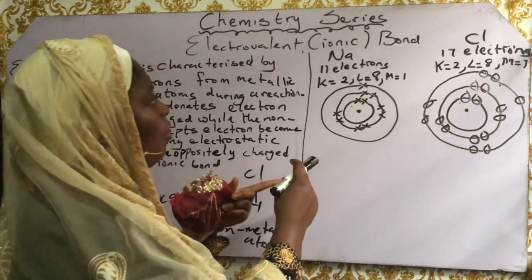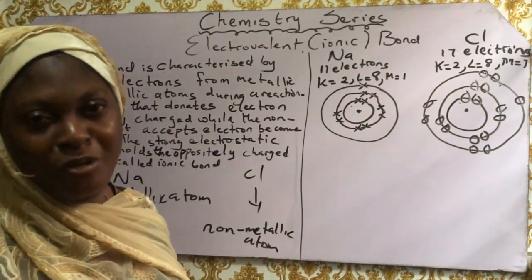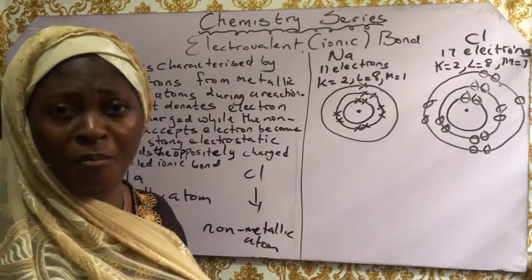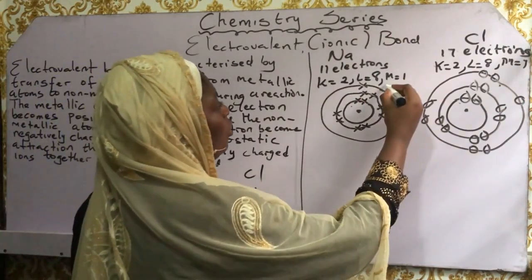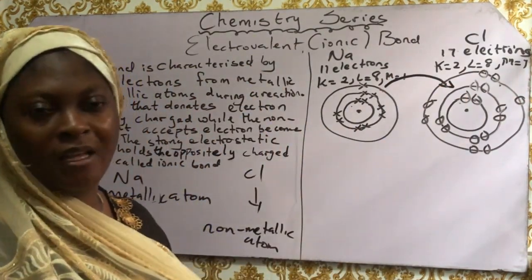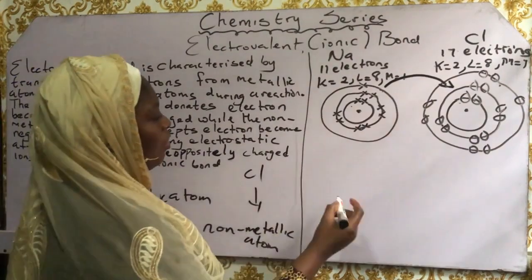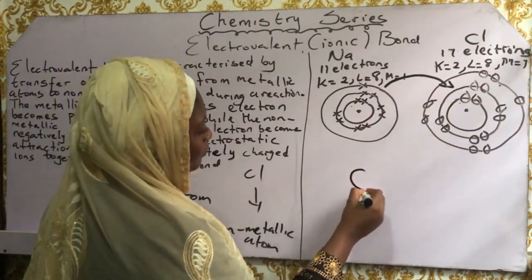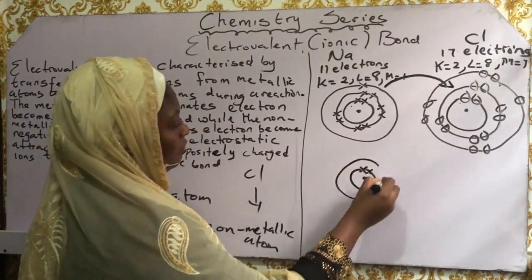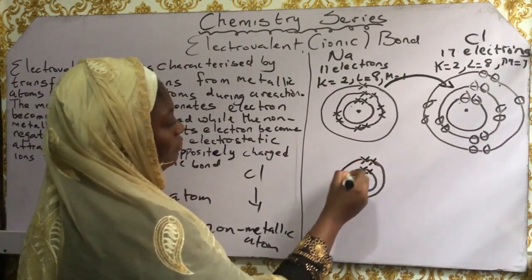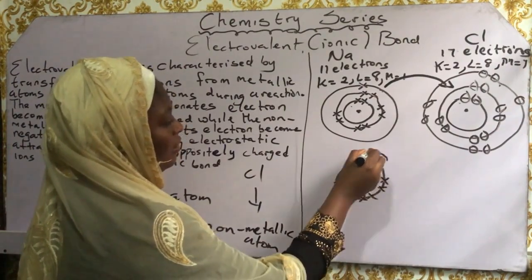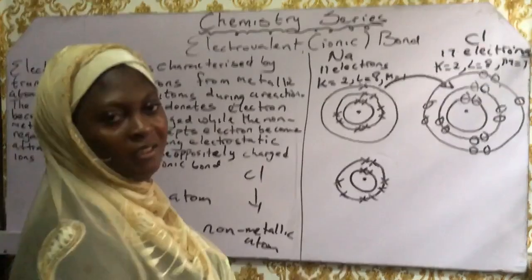So sodium will be like, oh, sister chlorine, you need 1, and I need to lose 1. So why not let us form a bond? So what happens? Sodium, we actually transfer 1 to chlorine. So transferring 1 to chlorine, the sodium atom becomes, this is the K shell, L shell, and then the M shell is gone.